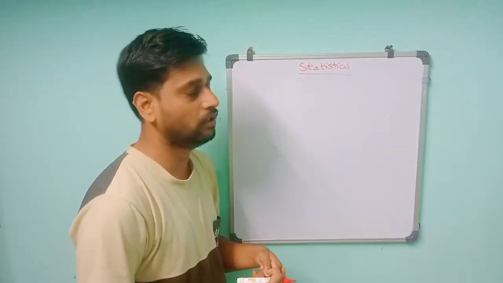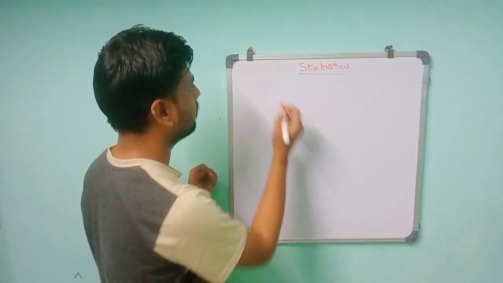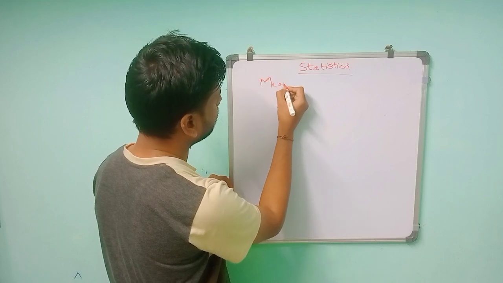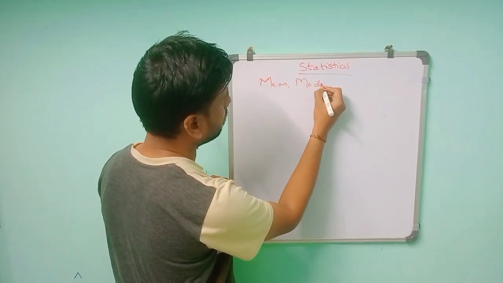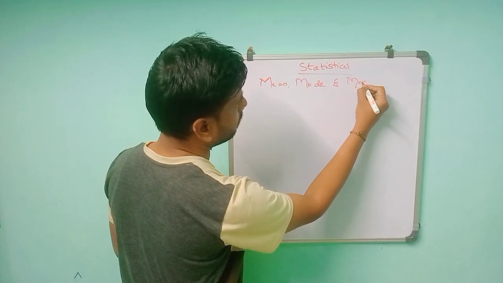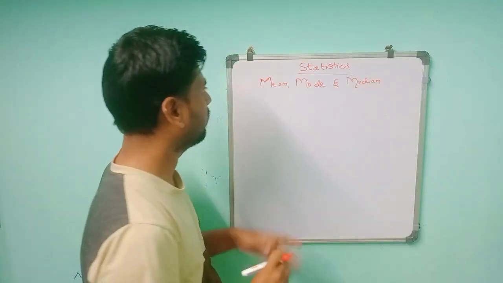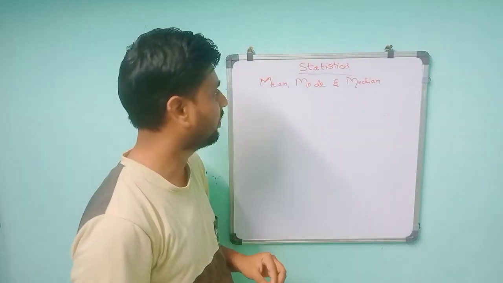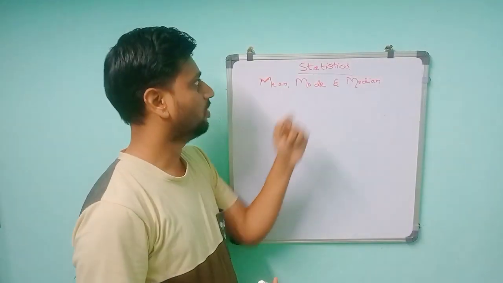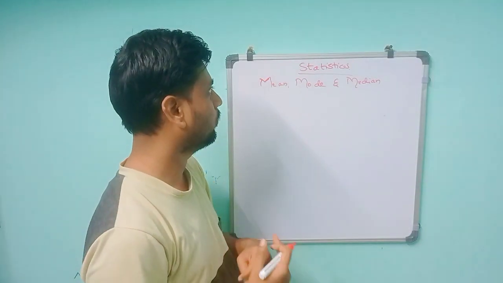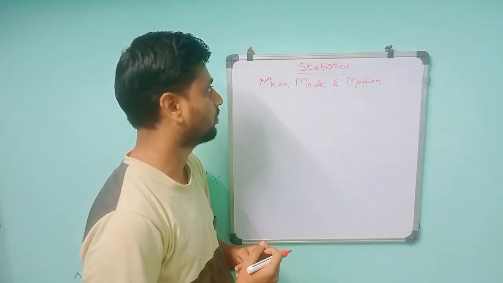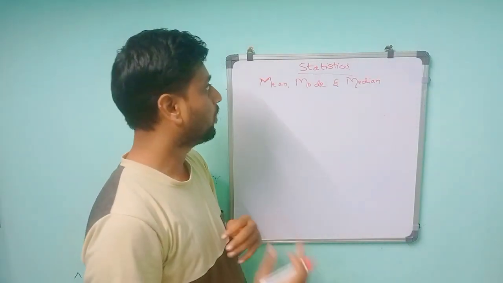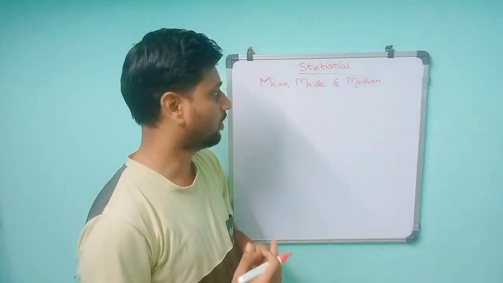So as we know, statistics involves three major measures of central tendency, that is mean, mode, and median. These are the three common central tendencies. For example, if you compute some data, it is based on statistics. Statistics is the study of mathematics which deals with numerical data, analyzing the data and collecting the data.